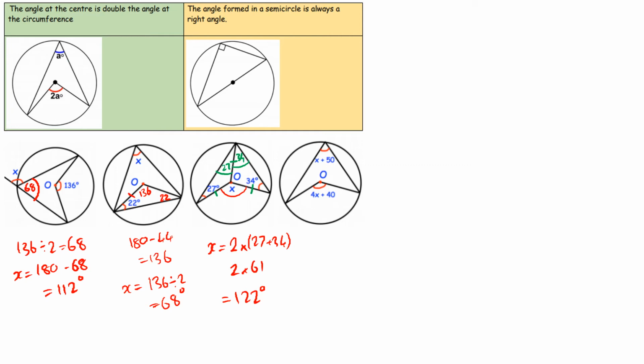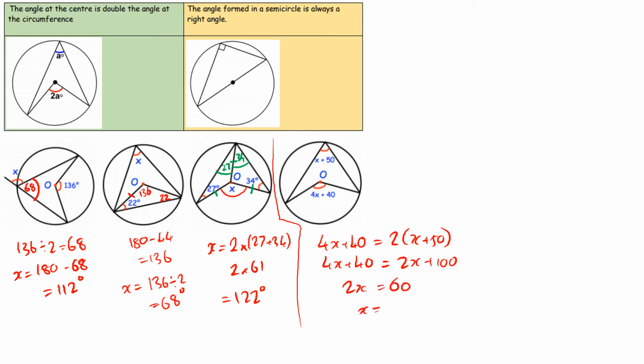And then for the very last one, we're going to use double angle again, obviously. The angle at the center is double the angle at the outside. So 4x add 40, that's the angle at the center, is double the angle at the outside. So this is a linear equation. We would expand our brackets, we would collect our terms, we would find that x is equal to 30. And if we wanted to find the angles themselves, we could sub them in and get that that's 160 and 80. We could check that that works.